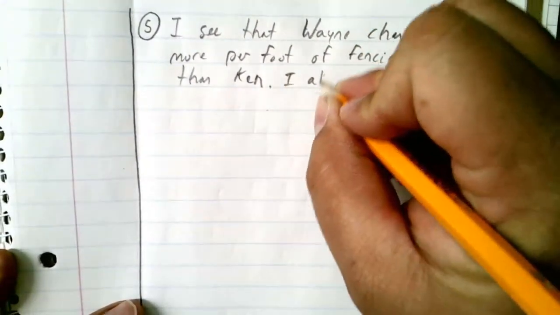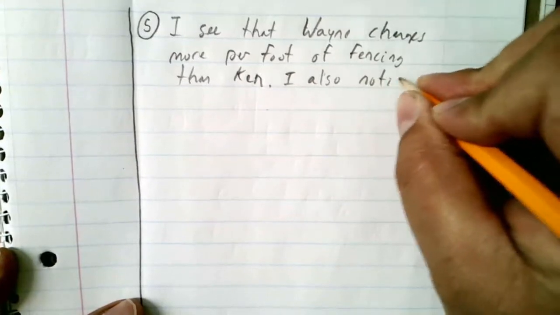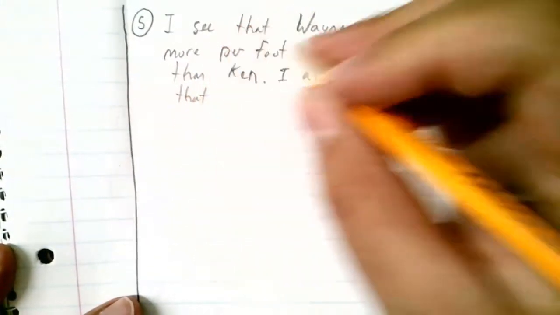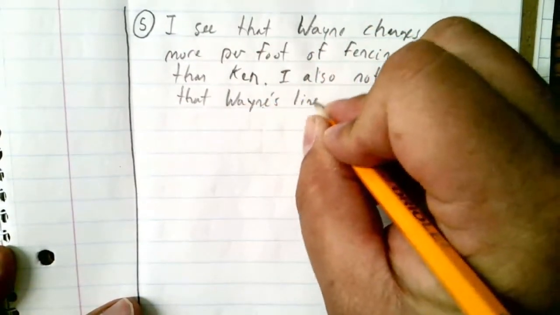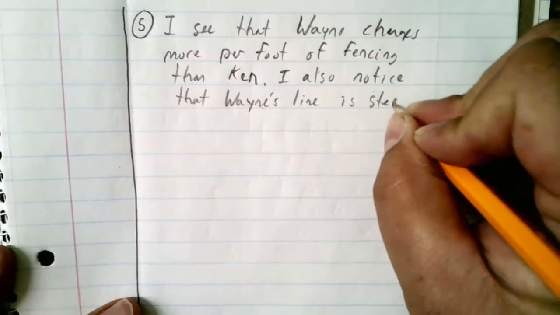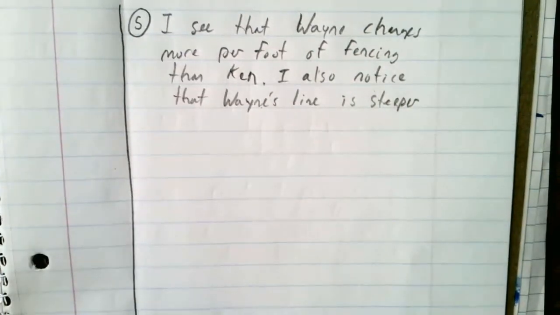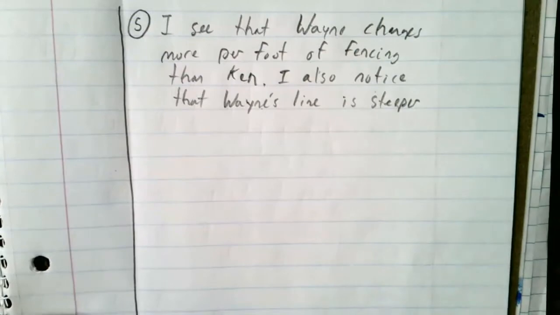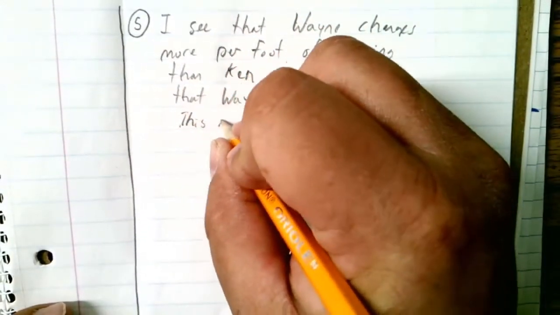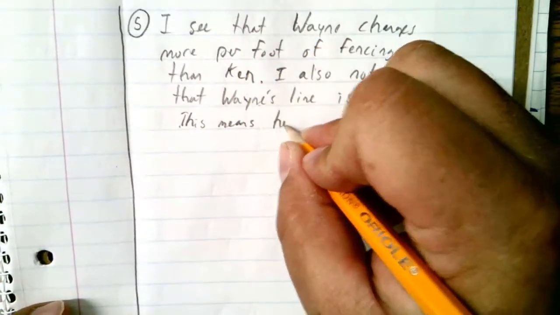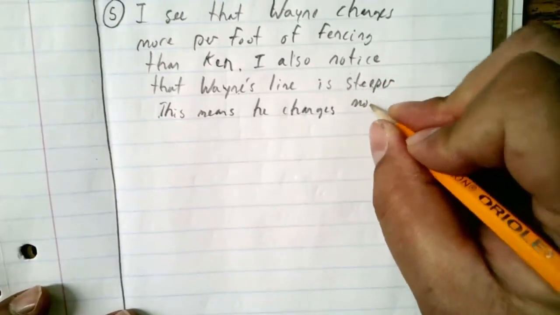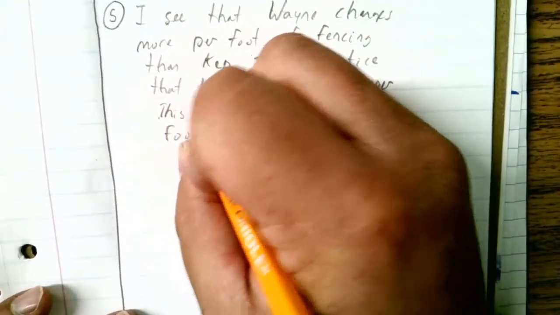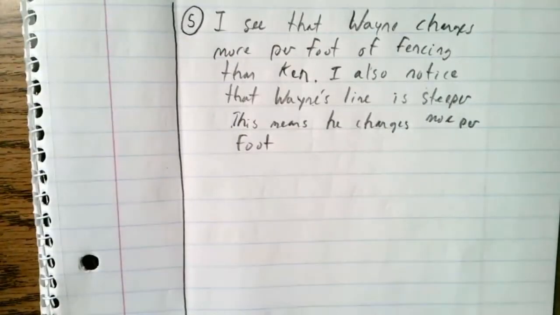I also notice that Wayne's line is steeper. All right. Okay. This means he charges more per foot, which we just said, but I'm just giving you options of what to write. All right, and that's number 5.